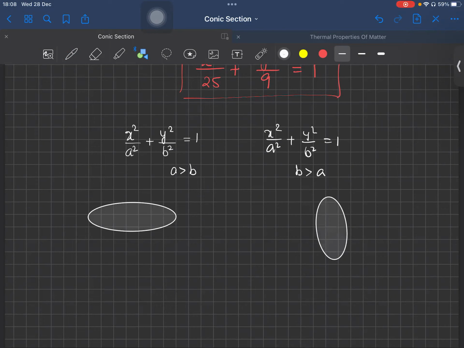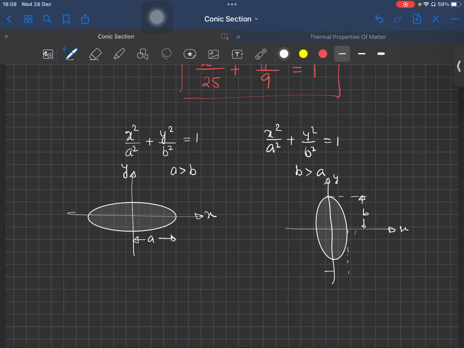Of course, this is x and this is y. And this distance is b. And this is a. And here, of course, this one is a. Okay. Understood?